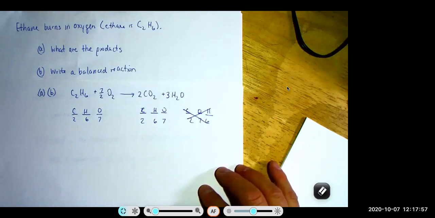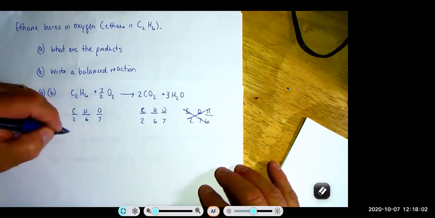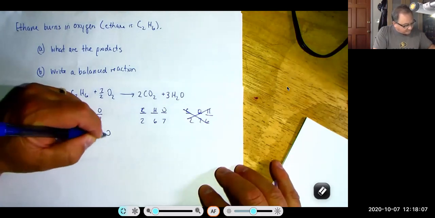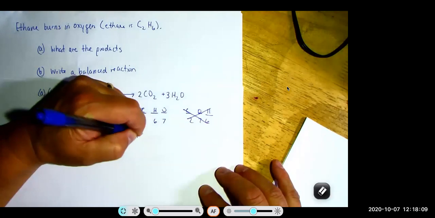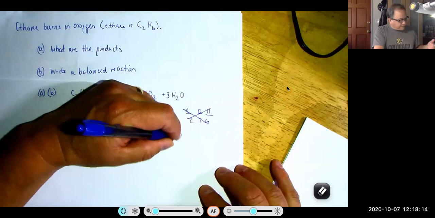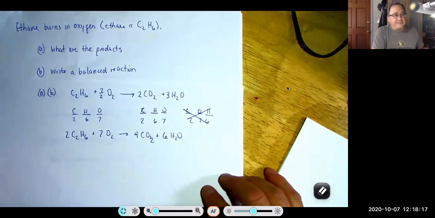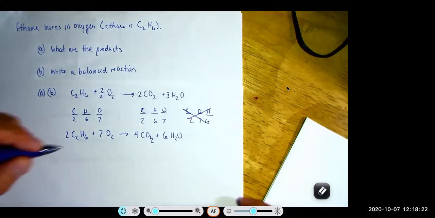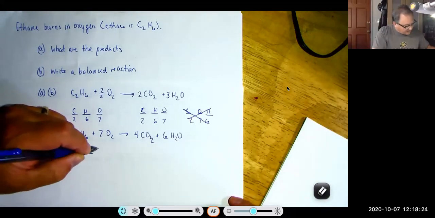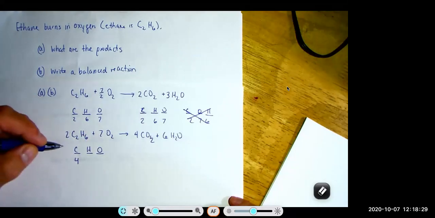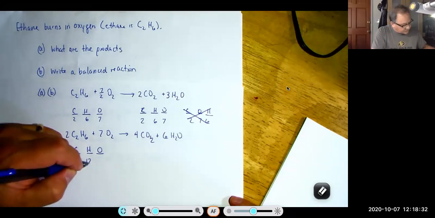No. What do we do? Don't you double everything? Well, let's find out. That's your hypothesis that if you double everything, it'll be okay, right? Yeah. Well, there's your hypothesis. How do we test it? By seeing if it's balanced. Precisely. How many carbons? 4 carbon. Hydrogens? 12 hydrogen. Oxygens? 14.